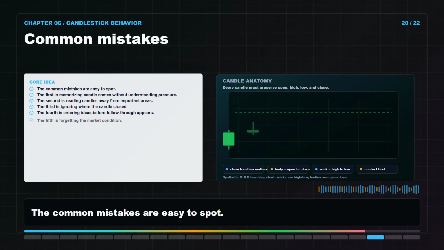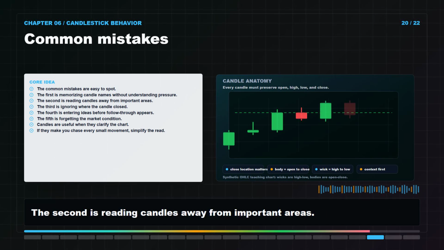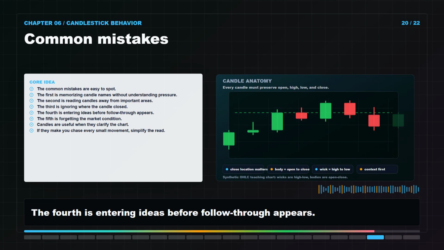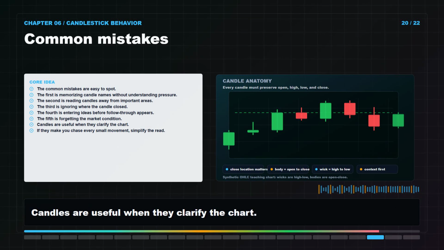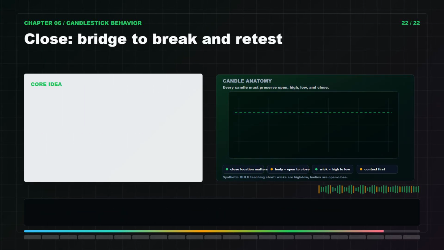The common mistakes are easy to spot. The first is memorizing candle names without understanding pressure. The second is reading candles away from important areas. The third is ignoring where the candle closed. The fourth is entering ideas before follow-through appears. The fifth is forgetting the market condition. Candles are useful when they clarify the chart. If they make you chase every small movement, simplify the read.